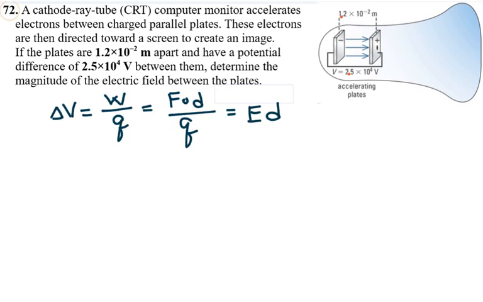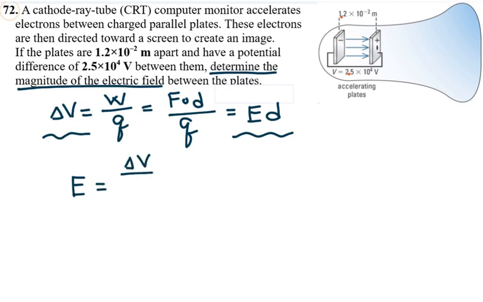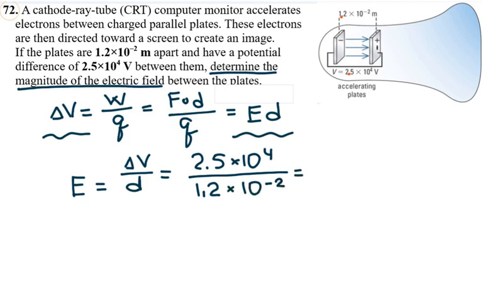So here I have to determine the magnitude of the electric field. From here I can solve for the electric field, and it equals the change of the potential difference divided by the distance. The change of the potential difference is 2.5 × 10^4, and the distance is 1.2 × 10^-2. So the electric field is equal to 2.1 × 10^6 newtons per coulomb.